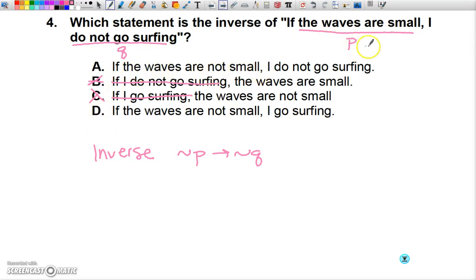If the waves are not small, so they threw the word not in here, which is good. But then it says, I do not go surfing. Well, you notice that that is actually identical to what's already there, but some people would pick this answer because of the word not. So you have to be careful and read that original sentence. So A is not the answer. And then if you look at D, if the waves are not small, I go surfing. It's the exact opposite of what you see up here in the original statement.